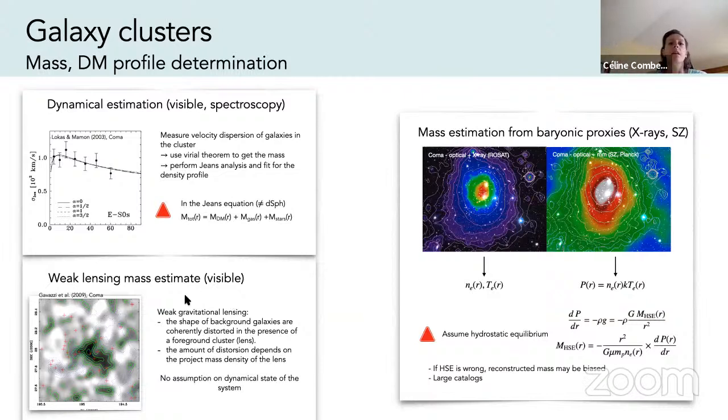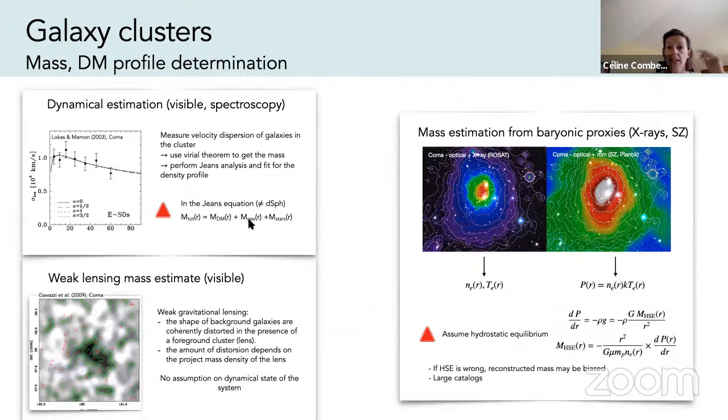Still at visible wavelengths, you could also use weak lensing to try to recover the mass of your object. Your cluster is going to act as a gravitational lens. What this will do is distort the image of background galaxies. So if you have a galaxy survey, you can measure the shapes of those galaxies, and in the presence of the lens, those shapes are distorted. This is a statistical measure, and basically the amount of distortion depends on the projected mass density of the lens. What is great is that you're not making any assumption on the dynamical state of your system. You're directly sensitive to the total mass.